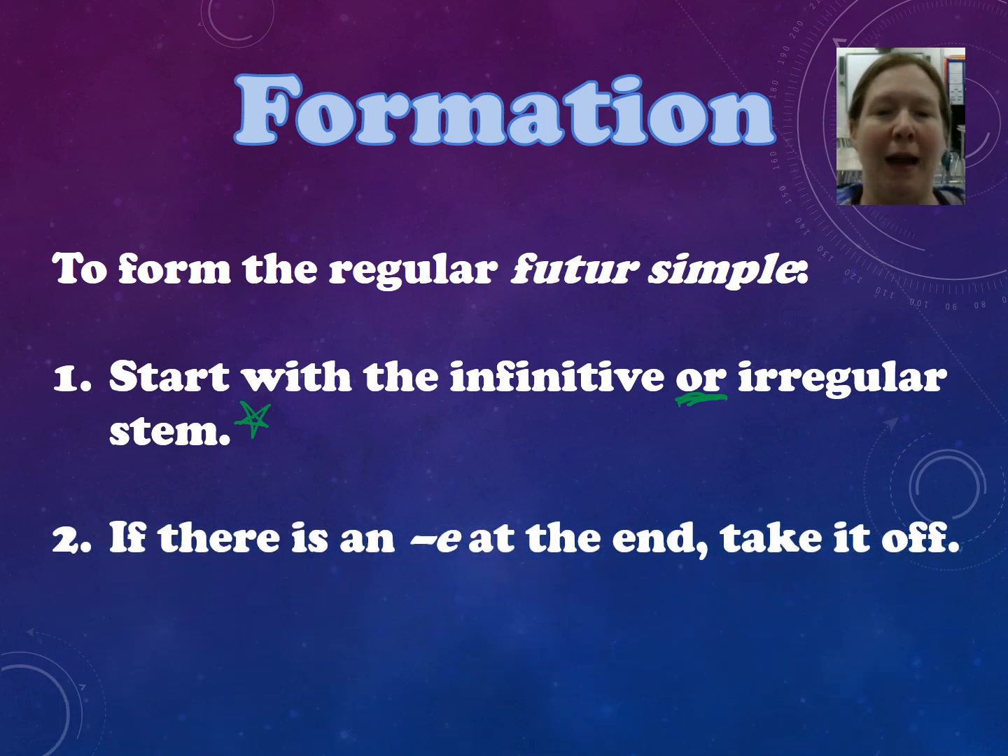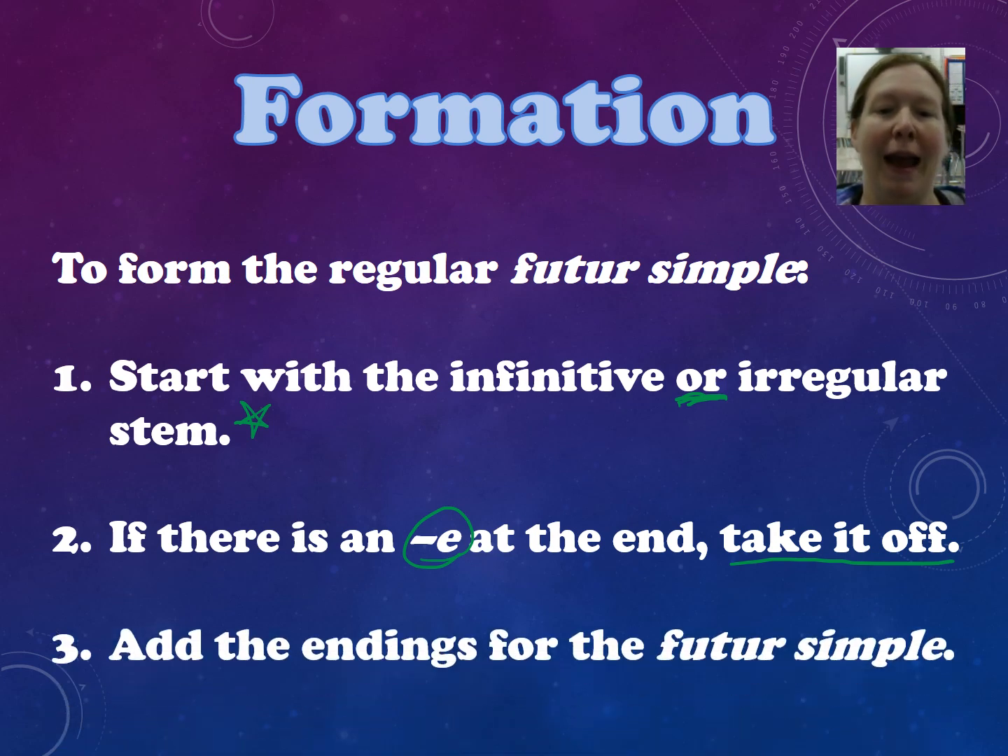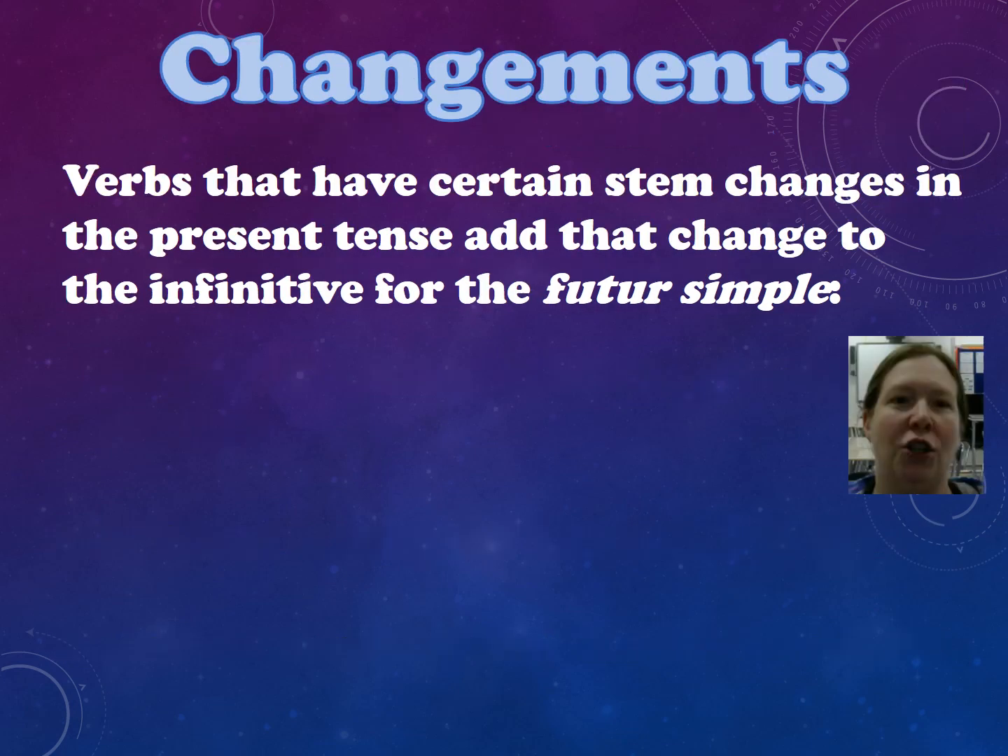Remember that if you have an E at the end, you have to make sure to take it off, because you're going to add your endings that start with A, and we don't need the E and the A together. So you're always going to take off that E. That means that every single stem in the future for French ends in R. So if you're not starting with something that ends in R, you have done something wrong, and you need to make sure you take that E off. And then you are going to, of course, add your futur simple endings.